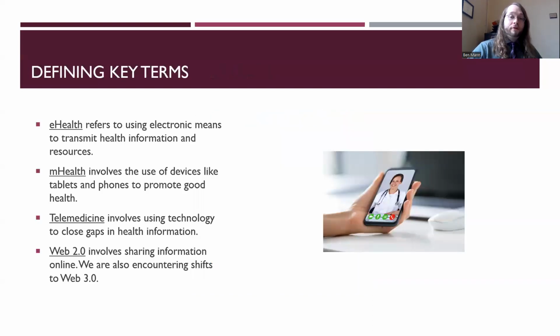So to define a few key terms, I think it's important for us to start with e-health, right? And generally speaking, that's referring to using electronic means, using a device such as a laptop, tablet, or phone to communicate and transmit resources and health information. For example, perhaps the National Institutes of Health includes something like a brochure or pamphlet through which they're sharing relevant information.